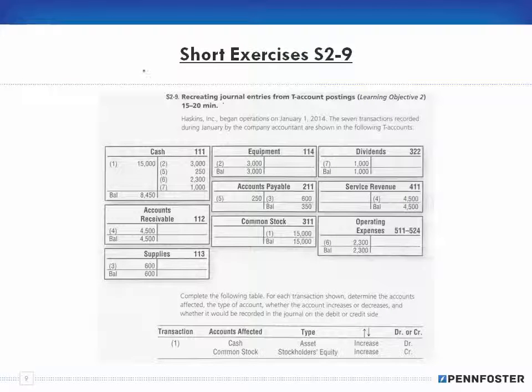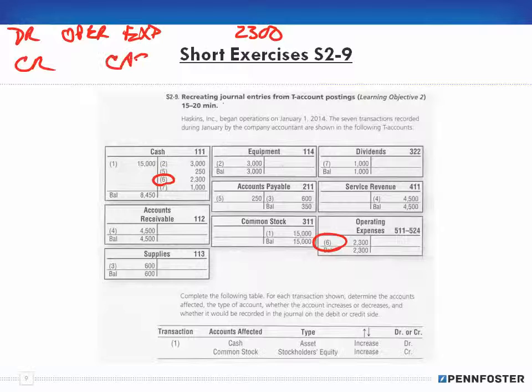Number 6. Credit to cash there. And I'm looking for the number 6, operating expense. Okay, so I have a debit to operating expense for $2,300, and I have a credit to cash for $2,300. Notice I indented the credit here.